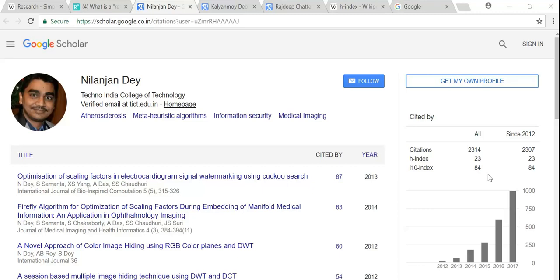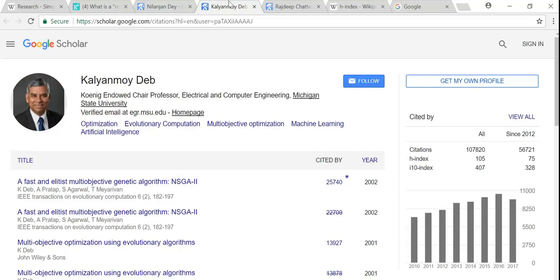Nilanjan De cited or referred more than 10 times. So he is very close to me, and he is not only a great researcher, he is also inspiring us in pursuing research. And the very renowned and eminent person, previously from IIT Kanpur, Kalyanmoy Deb, and you can see his research areas are optimization, evolutionary computation, multi-objective optimization, machine learning, artificial intelligence.